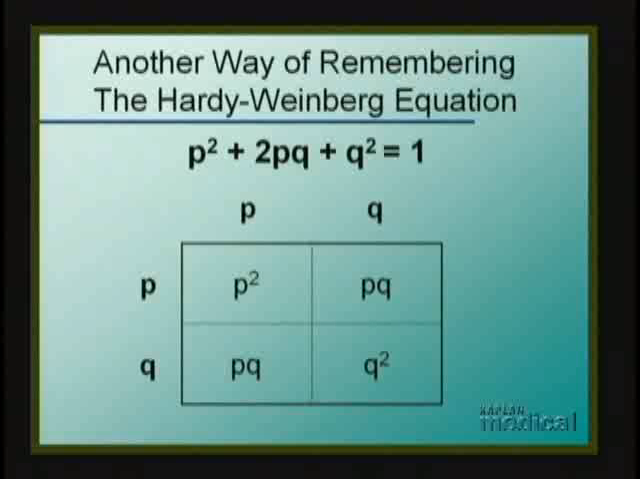You could set up P and Q, the two allele frequencies, on both sides of a Punnett square. And if you do that and then fill in the boxes, you would find PP, which is P squared. You would find P squared plus 2PQ plus Q squared. It all has to add up to 1, because it all has to add up to 100%. So this could be used to generate that equation if you forget it.